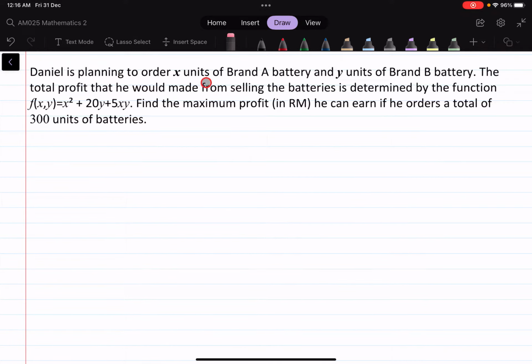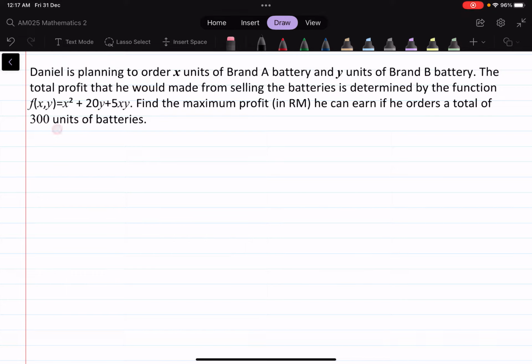Daniel is planning to order X units of brand A battery and Y units of brand B battery. The total profit that he would make from selling the batteries is determined by the function f(x,y) equals x squared plus 20y plus 5xy. Find the maximum profit in RM he can earn if he orders a total of 300 units of batteries.